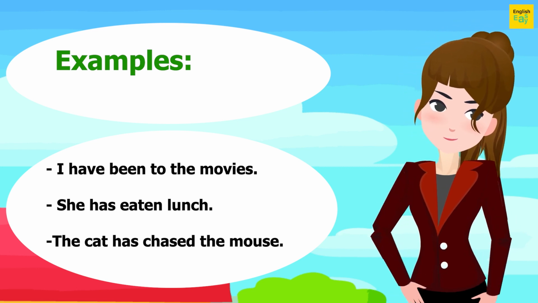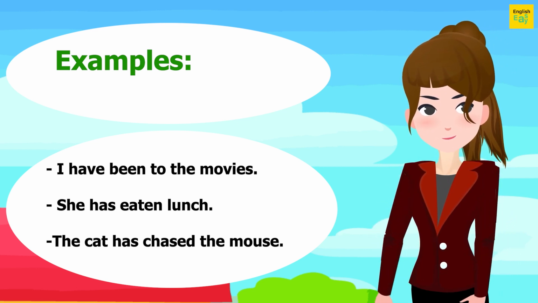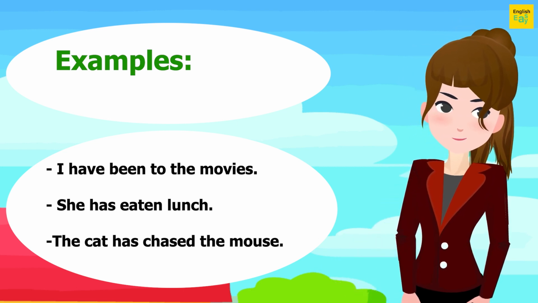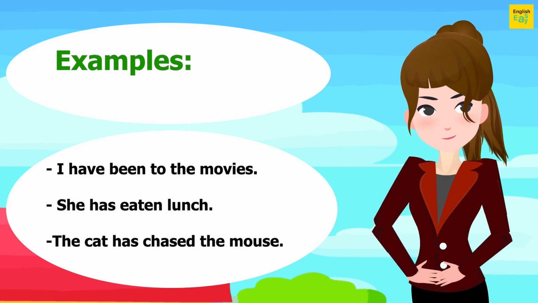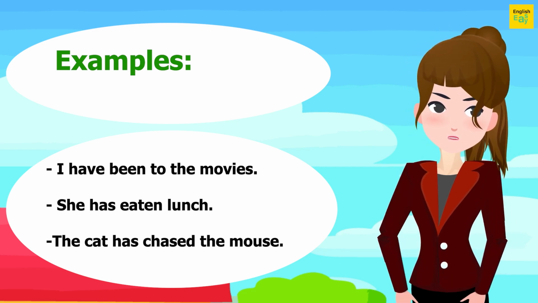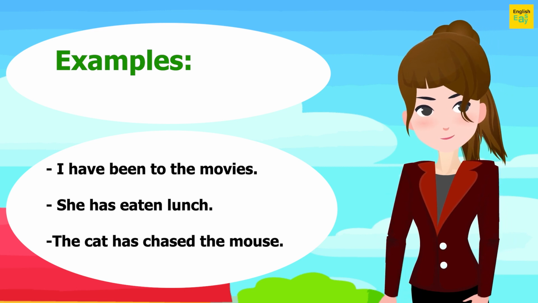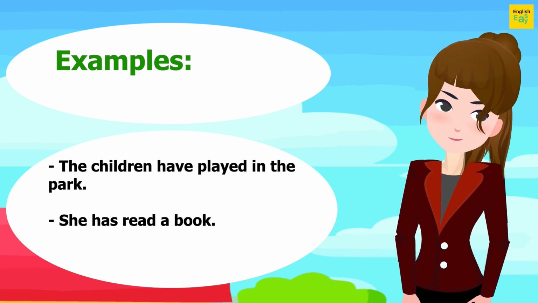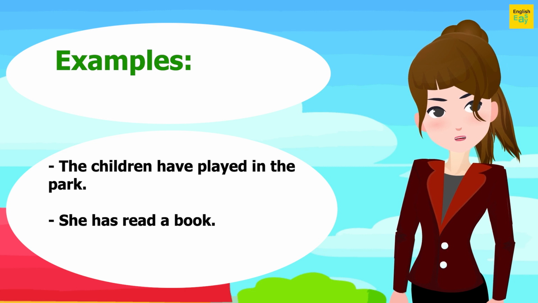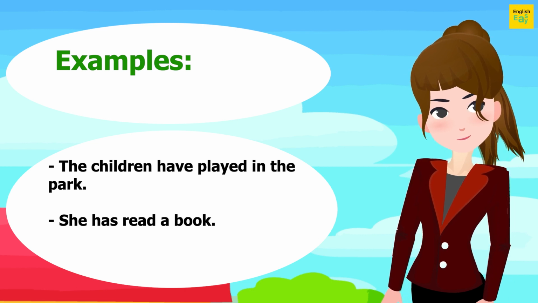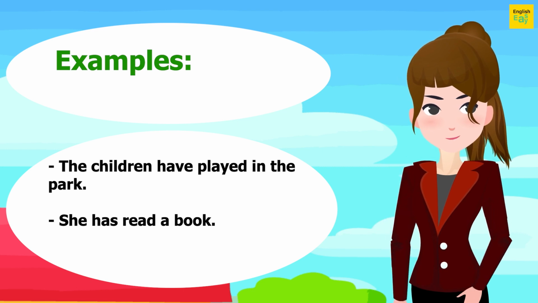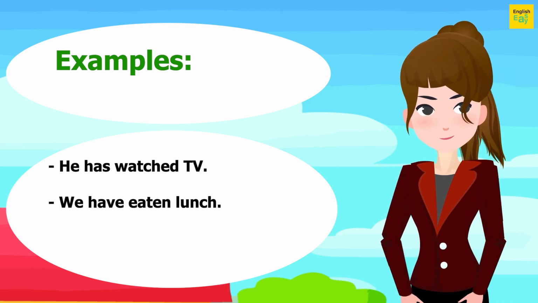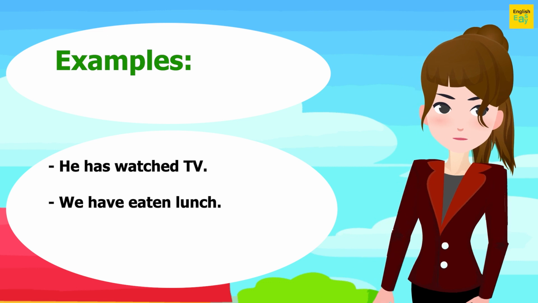Examples: I have been to the movies. She has eaten lunch. The cat has chased the mouse. The children have played in the park. She has read a book. He has watched TV.